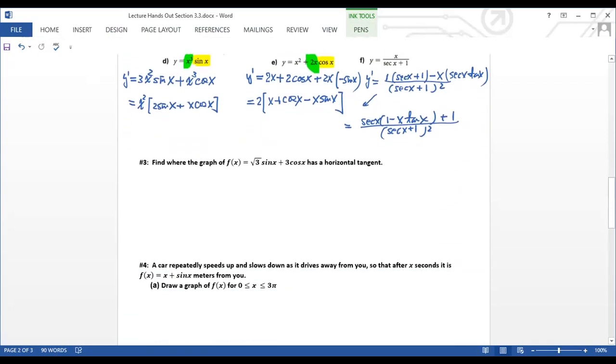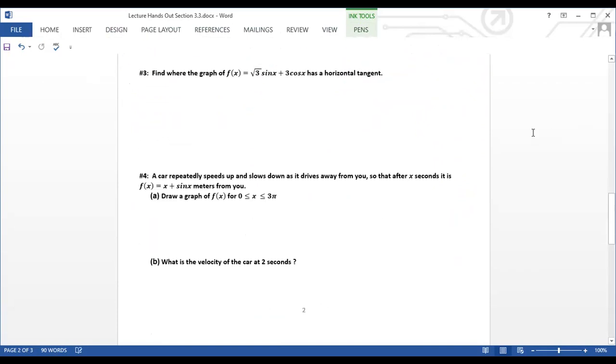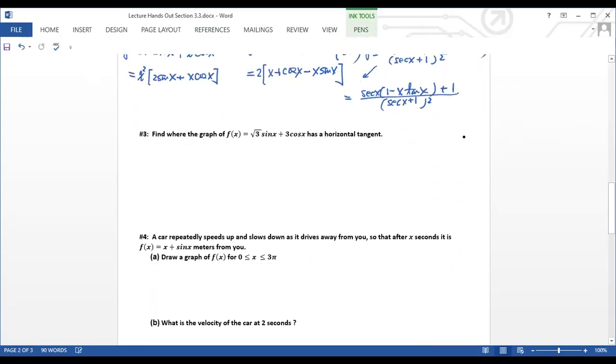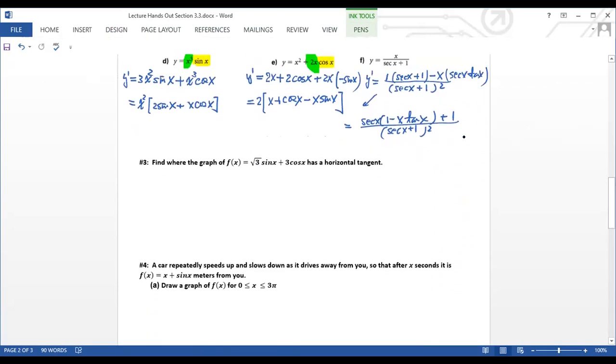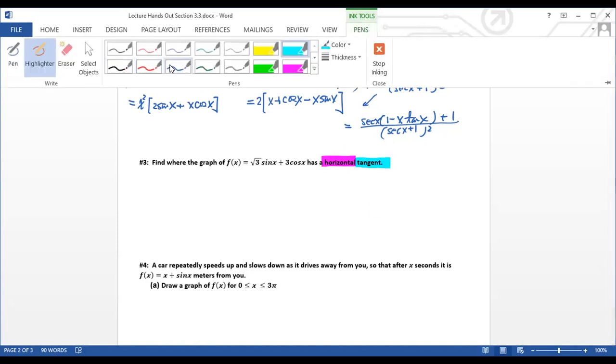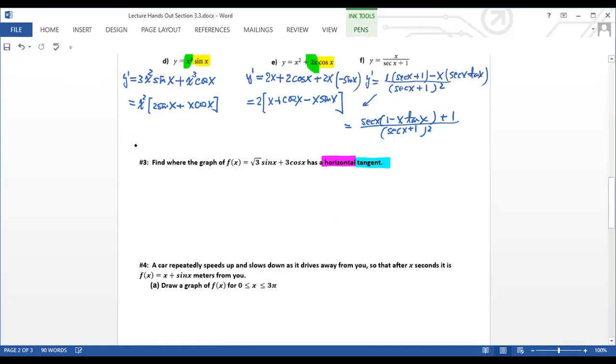Let's take a look at problem number 3 here. Okay, so problem number 3 asks where the graph has horizontal tangents. Okay, horizontal, and the keyword here is tangent. So I know the slope of the tangent line is the derivative. So the first thing I want to take is the derivative. So I say f prime of x.